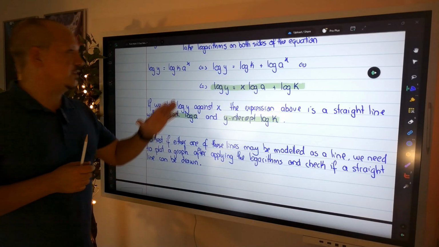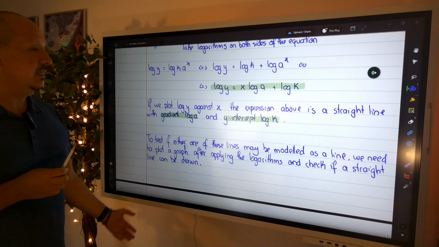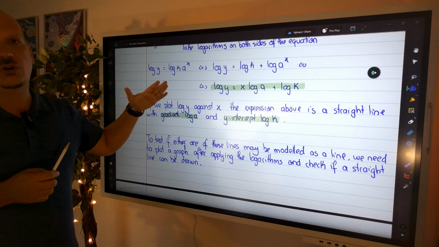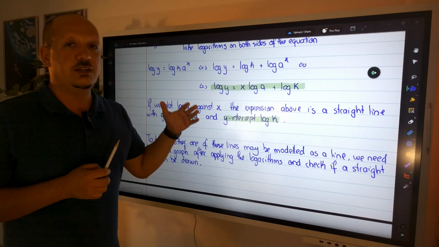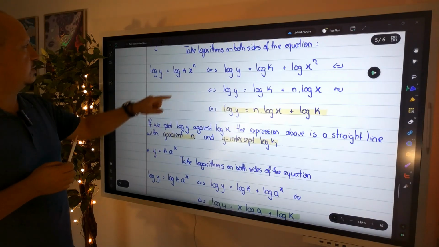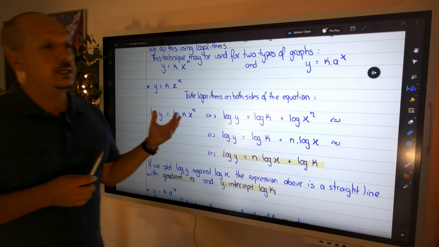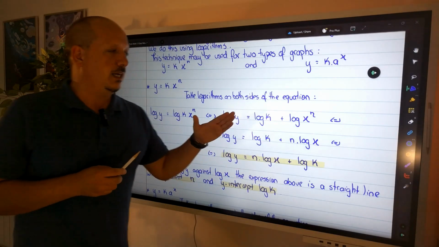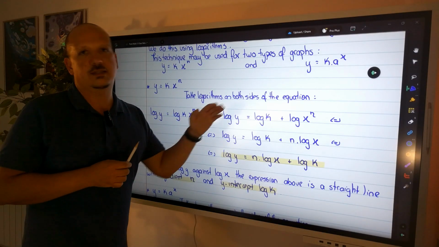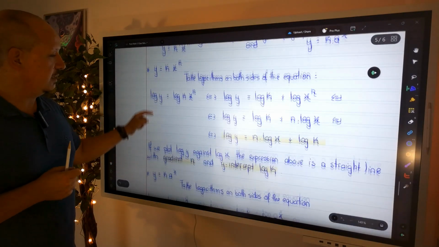If we want to test if a certain relationship may be modeled as a line, we need to plot a graph after applying the logarithms and check if a straight line can be drawn. This is the standardized method to see if the relationship is true or not. If you want to check if this relationship is true or this relationship is true, whatever it is, you apply the logarithms, you plot the points with the provided data, and if you can draw a line of best fit through those points, then you have proven that the relationship is correct.